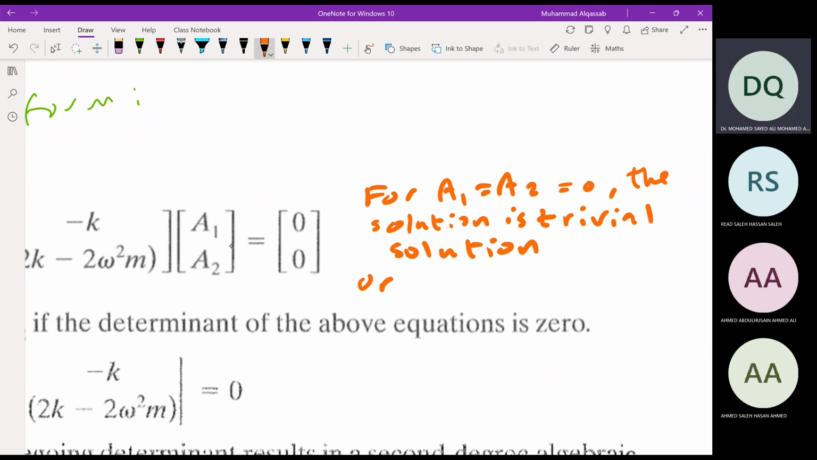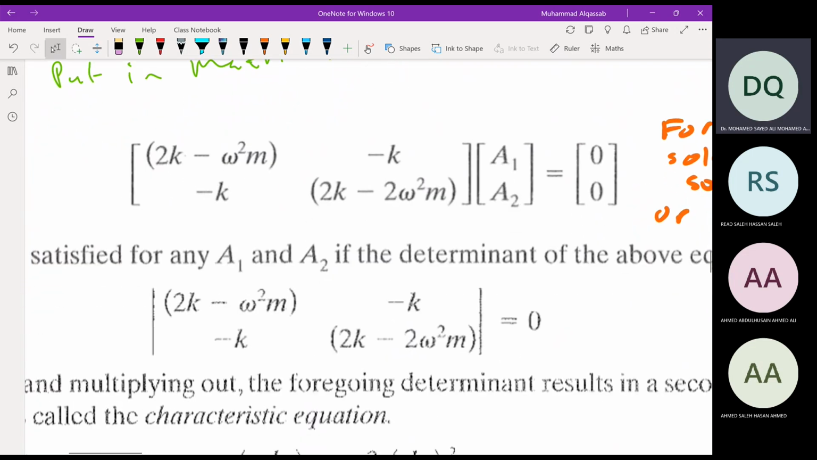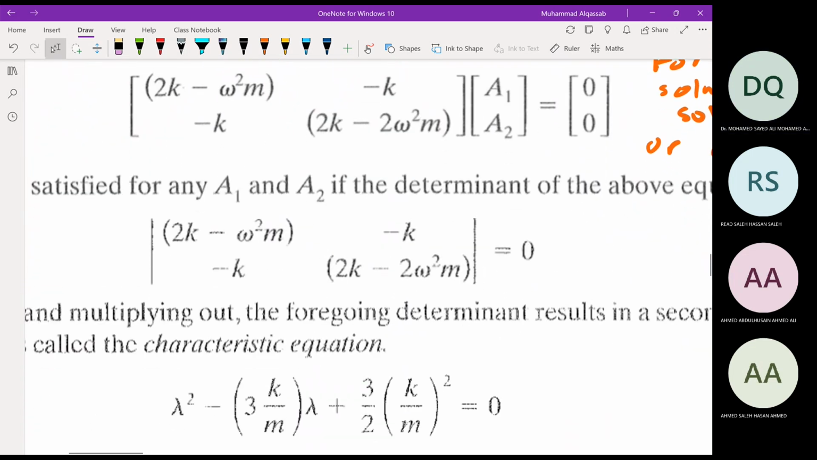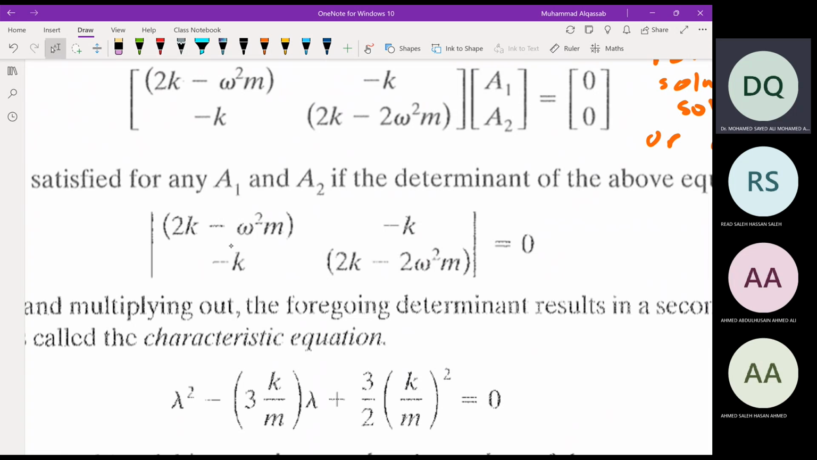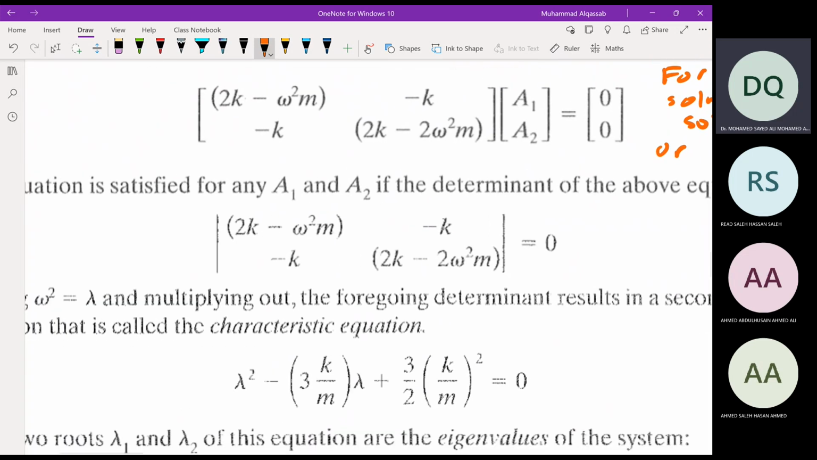Or we put the determinant of the matrix equal to 0. That is the second solution. Determinant equal to 0. And the determinant of the 2 by 2 is 2k minus omega square m, minus k, minus k, 2k minus 2 omega square m, and we set the determinant equal to 0.